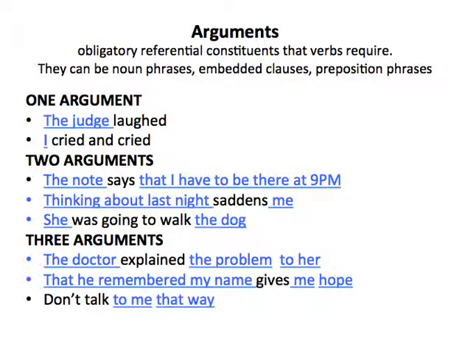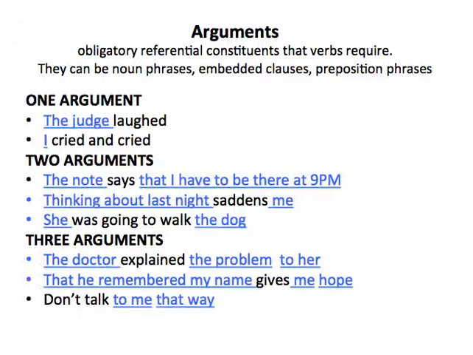Okay, let's start with the notion of arguments. Again, you may be familiar with this from your syntax class. What arguments refer to are the obligatory referential constituents that verbs require. Okay? So if you look at the one argument verbs, the judge laughed. Okay?